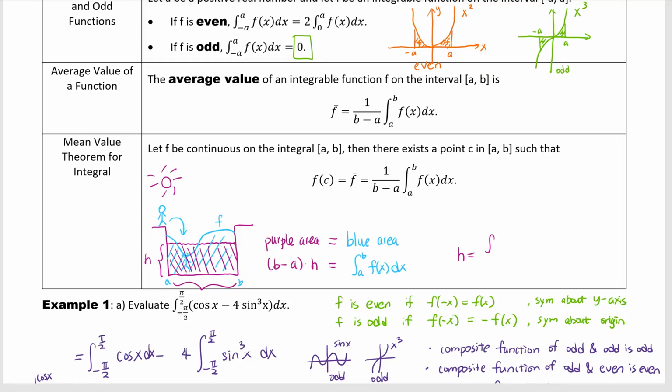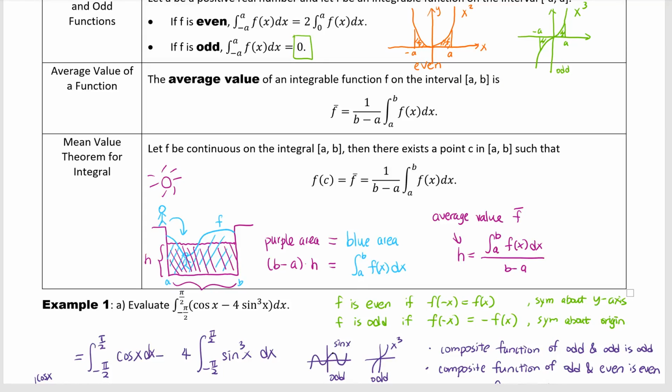h is the integral of a to b of f of x dx over b minus a, and this is the average value. So you can use this story to think about the average value. The average value is you integrate everything, the area under the curve from a to b, divided by the length of that interval, b minus a. So that is the average value, and we use f bar to denote it.